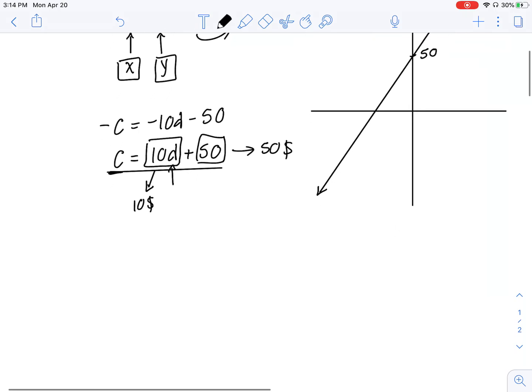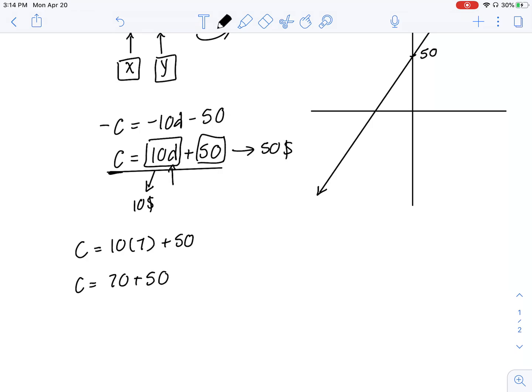Finally, they ask, what is the rental cost if a tent is rented for 7 days? In other words, what is c when d equals 7? So let's plug in 7 instead of d to solve for c. 10 times 7 plus 50 equals c. c equals 70 plus 50. Therefore, c equals $120 when the tent is rented for 7 days.